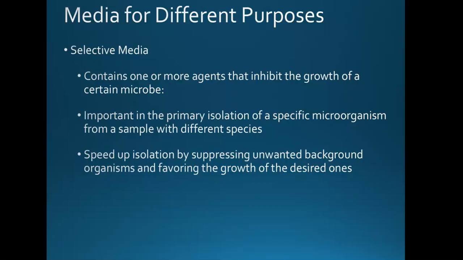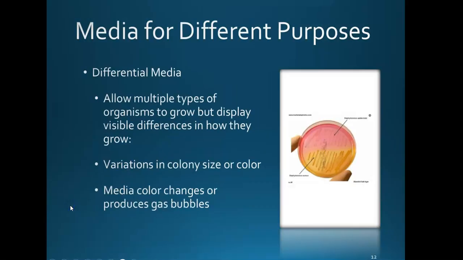So we could use an antibiotic in a media, and therefore only the organisms that are resistant to that antibiotic will be able to grow, and those that are not will be killed off. They won't be able to grow. So that is selecting for the antibiotic resistant. We could be using salt in our media, and therefore only the microorganisms that are able to tolerate salt will be able to grow, and those that cannot will not grow. So once again, we're selecting for certain microorganisms.